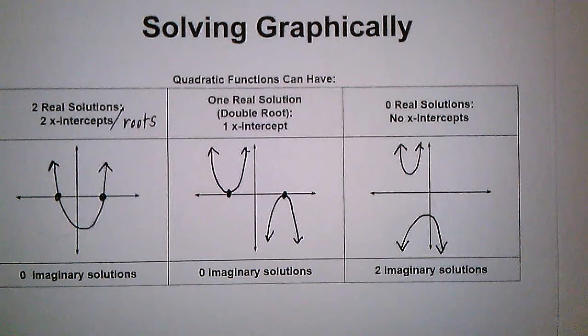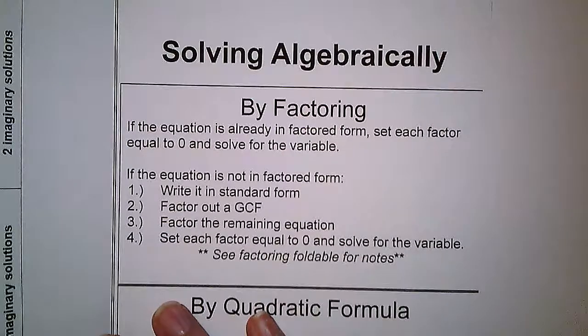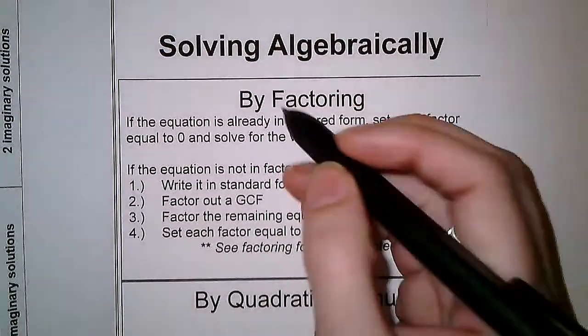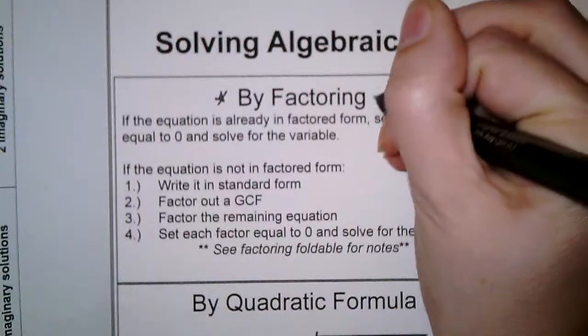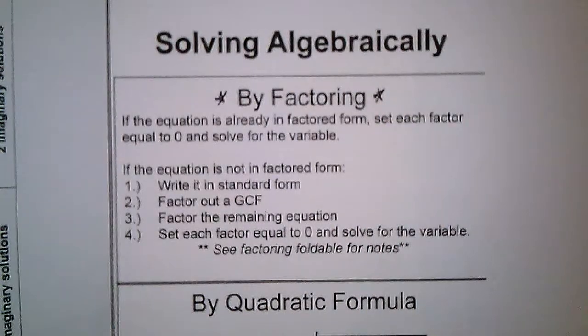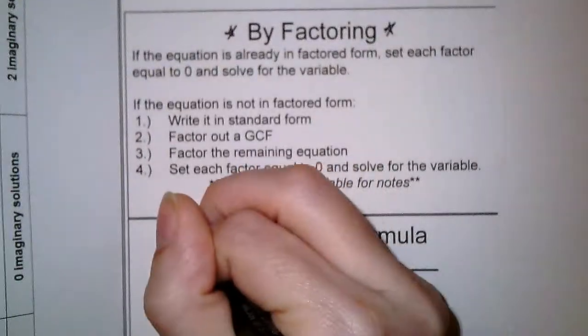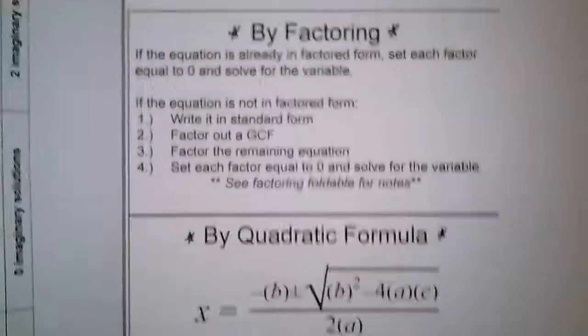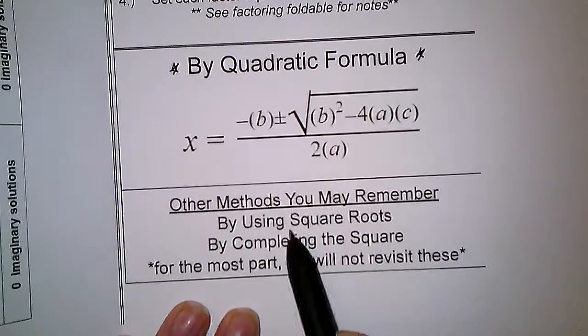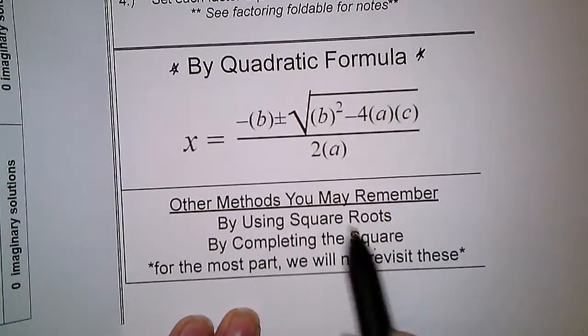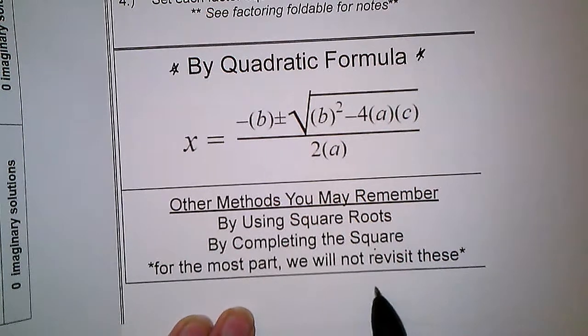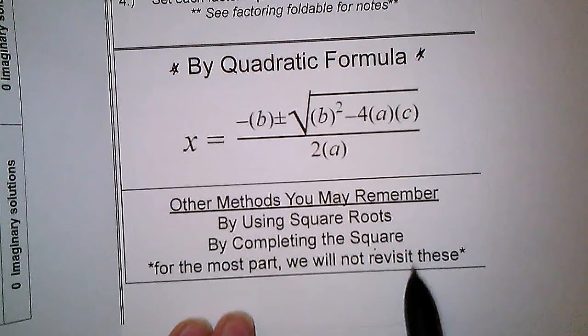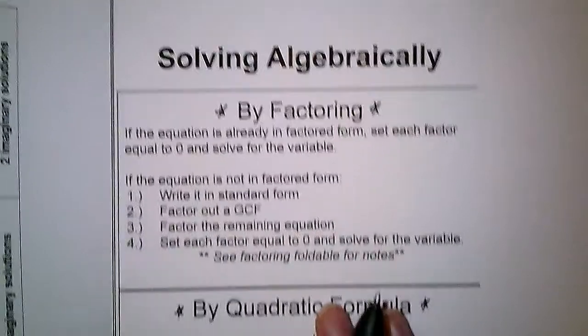So I'm going to turn this a little bit this way. All right, so solving algebraically. We are going to be solving by factoring. That's actually what the first assessment this quarter is going to be on. And then we are going to do it with the quadratic formula. Both of these ways are algebraic. And if you notice on the bottom, there's also using square roots and completing the square. We're really not going to do this that much in class. You may see it in an A-level extension, but the focus really is these other two methods.